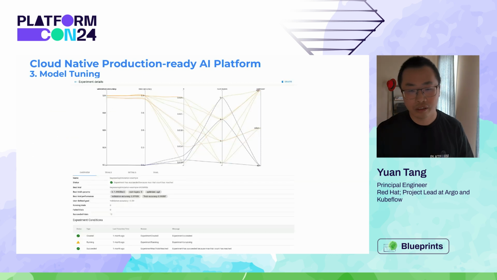This is a screenshot of the Katib UI where you can see all the different hyperparameter tunings and their relevant performance that contribute to different variations of the model.